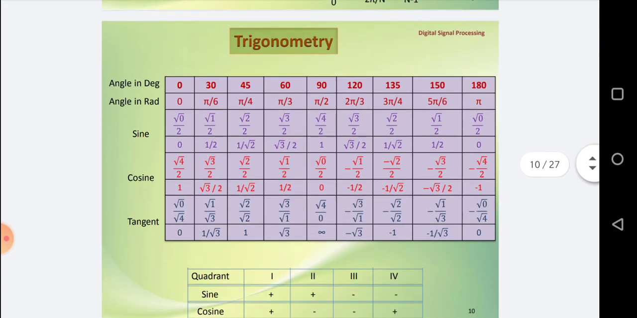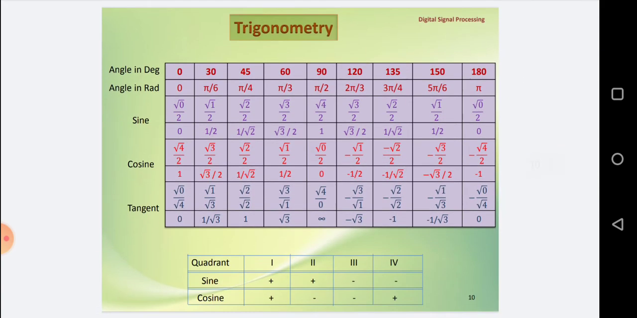Now, as this chapter has examples of DFT where we have to use different exponential formulas, for that we should know trigonometric values. So let's see a shortcut method to find angle values. First represent angles in degrees: 0, 30, 45, 60, 90, 120, 135, 150, 180. In radians: 0, pi by 6, pi by 4, pi by 3, pi by 2, 2 pi by 3, 3 pi by 4, 5 pi by 6 and pi.